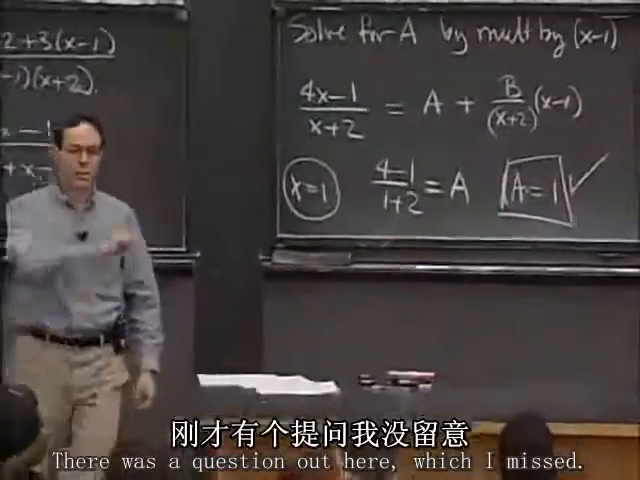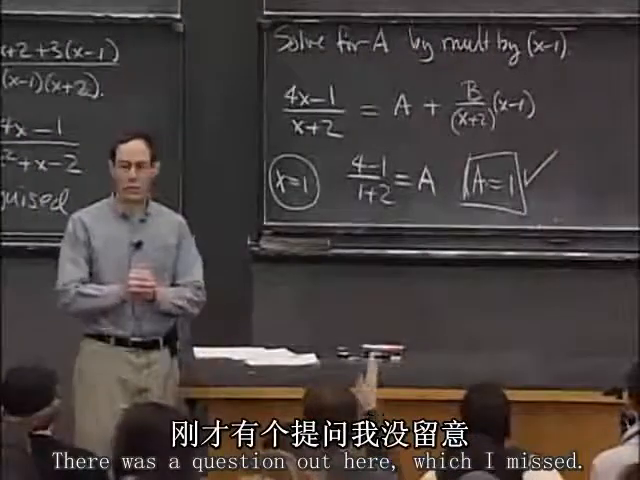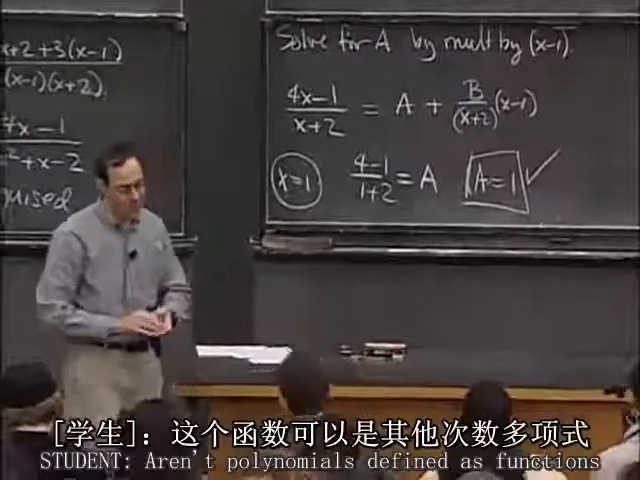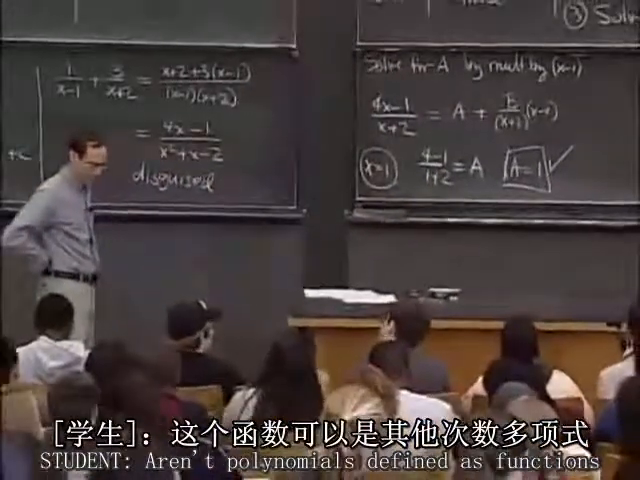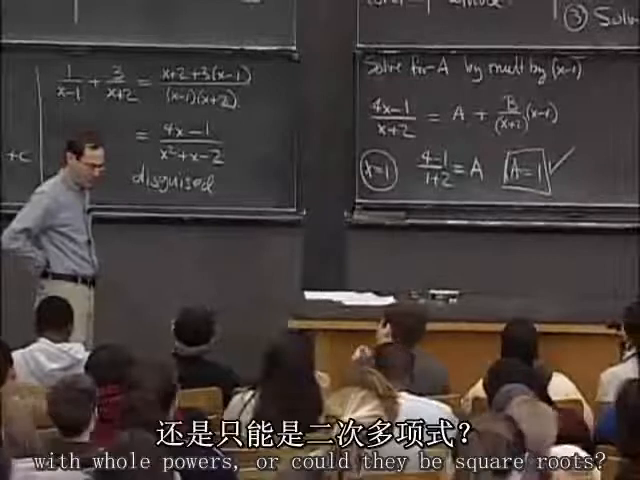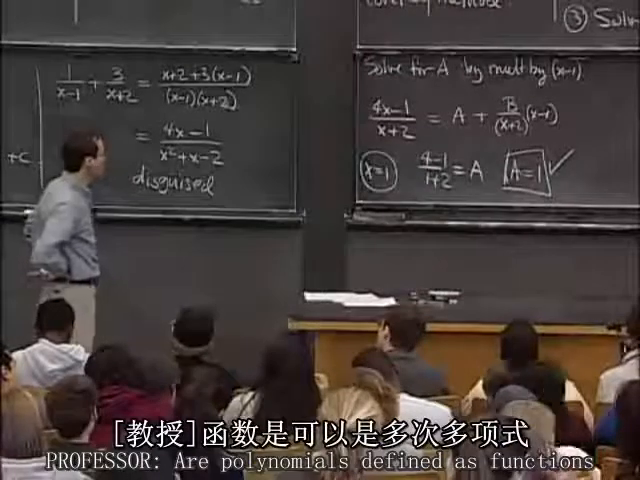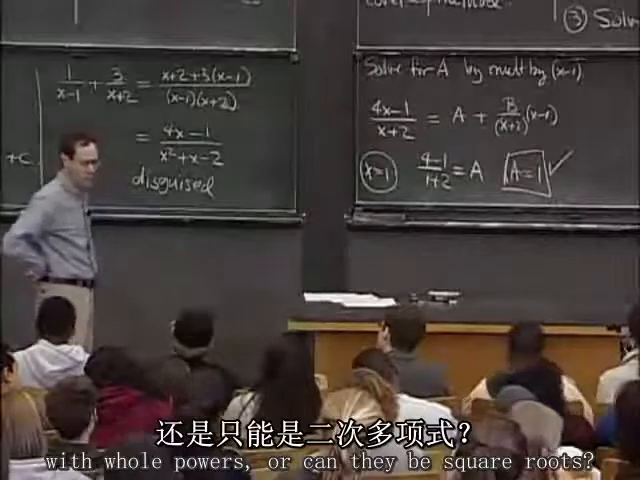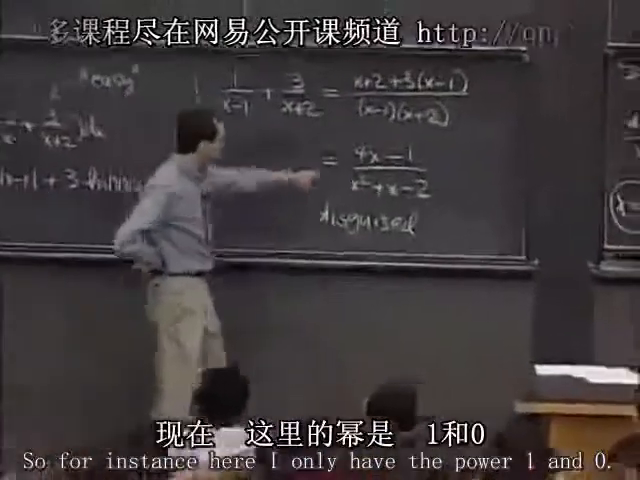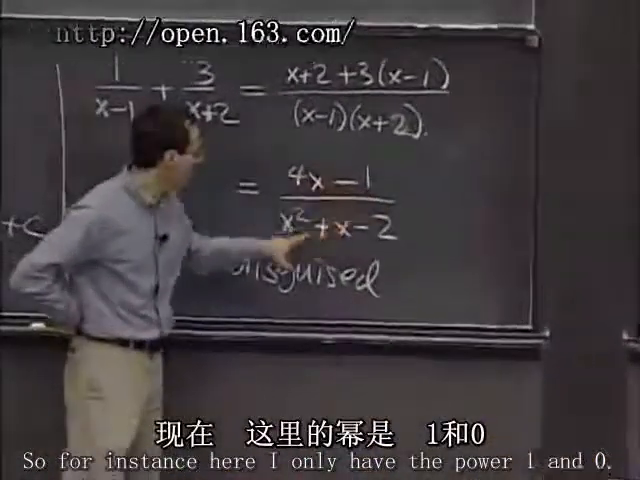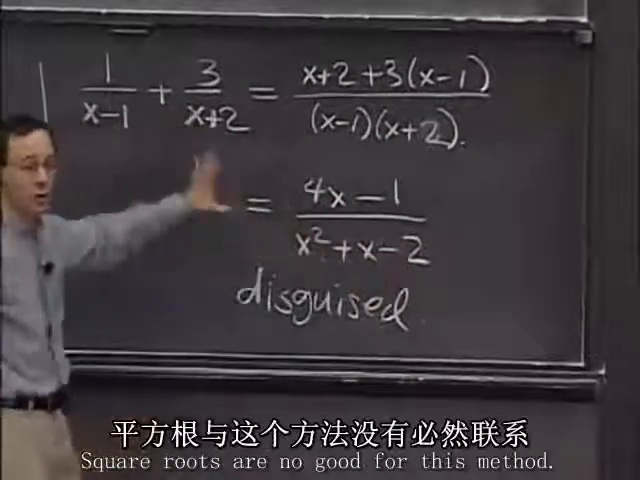There was a question out here which I missed. Maybe I answered the question. I had one at the beginning. Are polynomials defined as functions with whole powers, or can they be square roots? That's the question. The answer is they only have whole powers. So for instance, here I only have the powers 1 and 0. Here I have the powers 2, 1, and 0 in the denominator. Square roots are no good for this method.